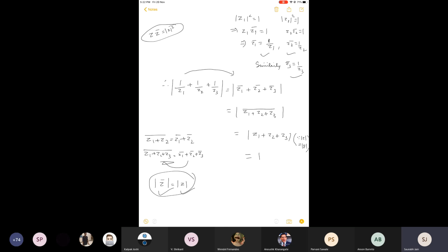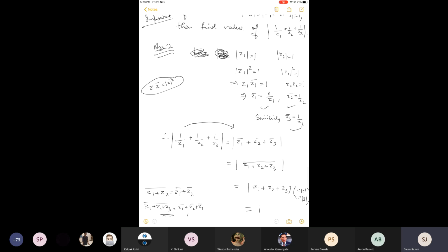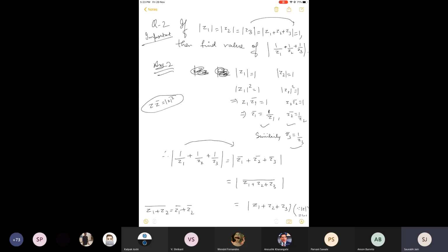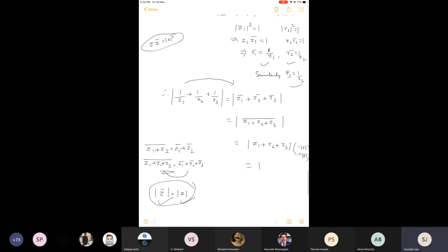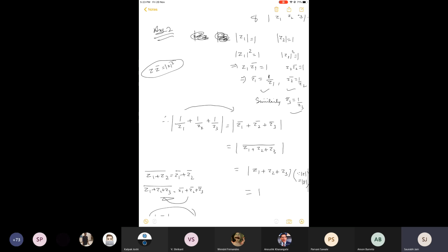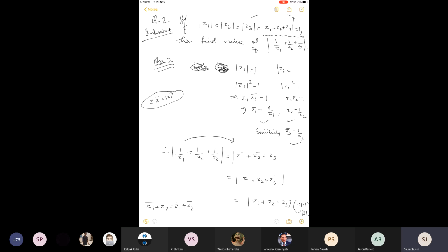And now the answer is 1. The answer of our question is 1. Why? Because the value of this modulus is also given in the question. See this, I haven't used this result till now because this is our answer. The expression asked in the question changes to mod of Z1 plus Z2 plus Z3, and its value is given as 1 in the question itself.